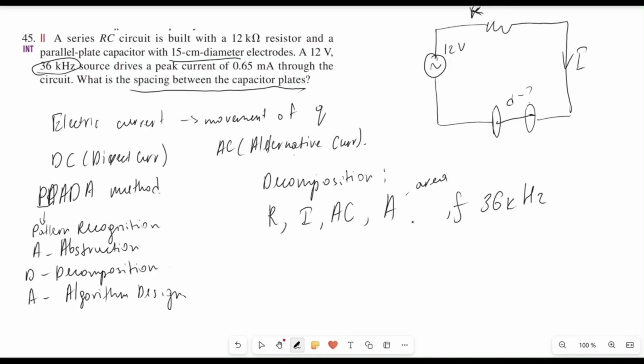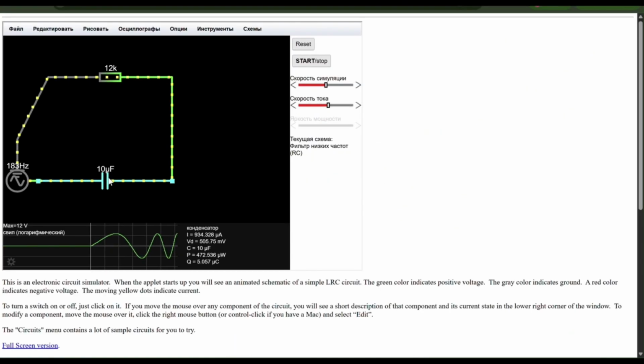So to find the distance between the capacitor plates, we need to write the formulas that we need to use. First of all, what is a capacitor? Before writing just formulas, we need to understand what it means. A capacitor is two plates. Charges collect on the plates and create an electric field. So we need the distance between the plates. Also, in the simulation, you can easily see these two plates.